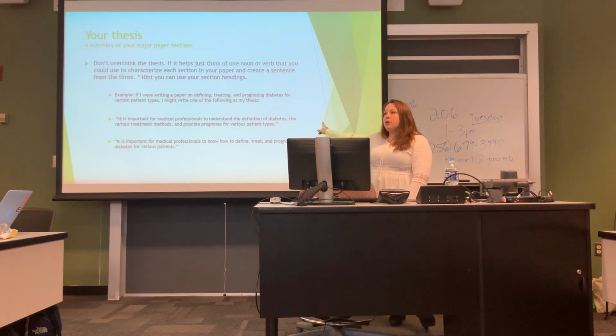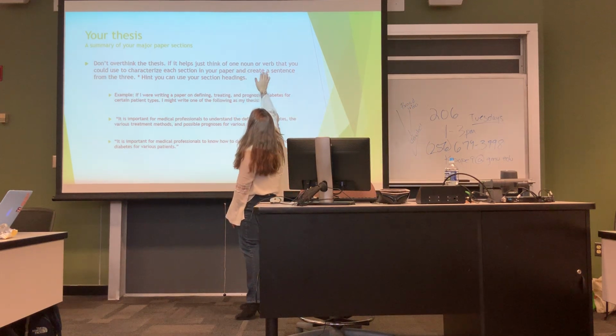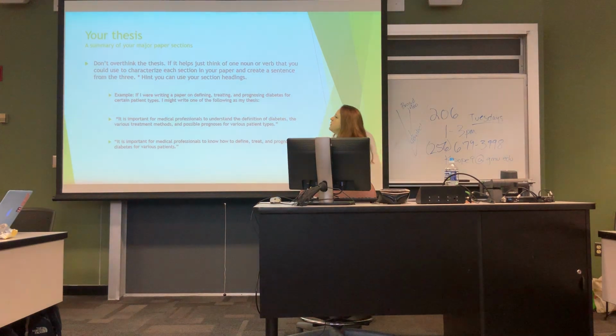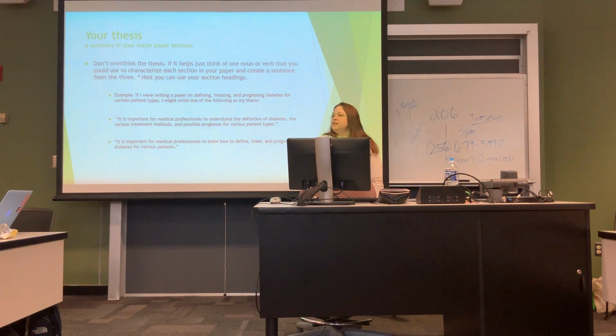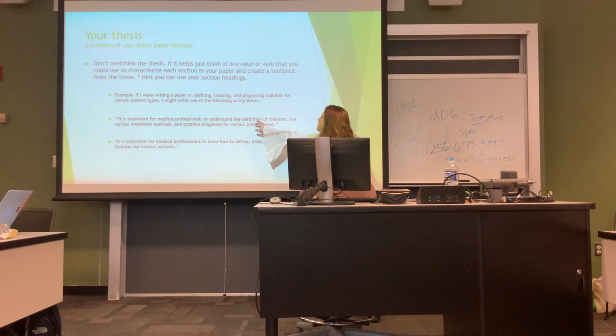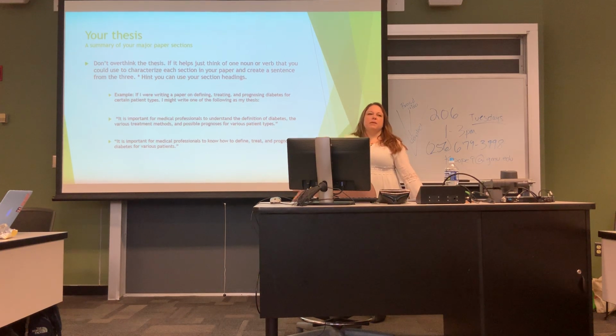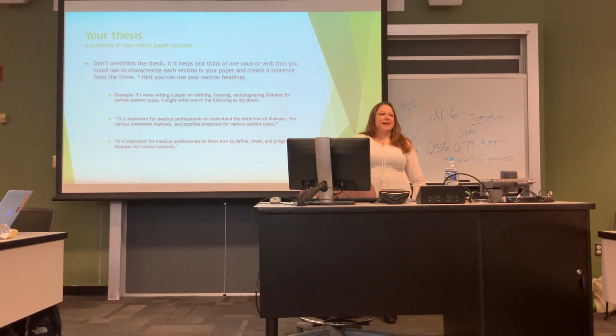Based on this 3-pronged approach, what's my first section of my paper going to be about? If I were going to use a noun or a verb to describe each section. The definition of diabetes. Right, definition, right? Okay, good. And this is a noun, right? Okay. What's my second section going to be about? Treatment methods. And my third section? Prognosis. Prognoses. Rocket science, right?